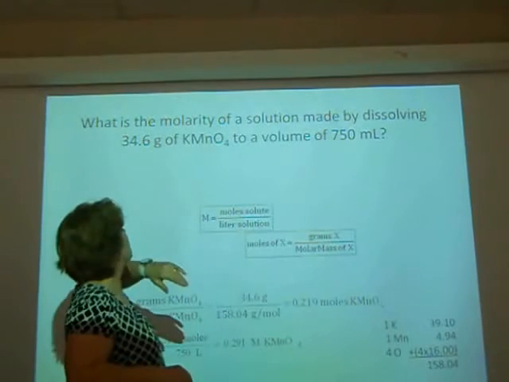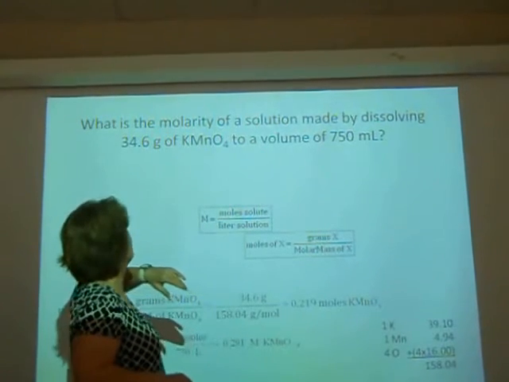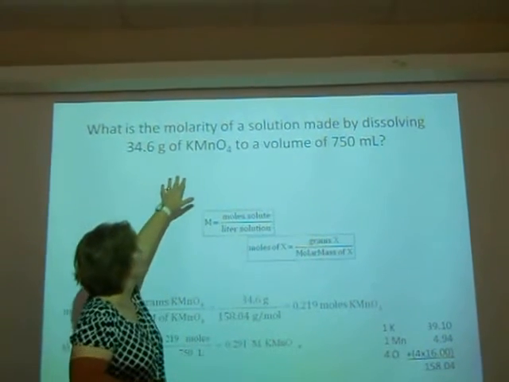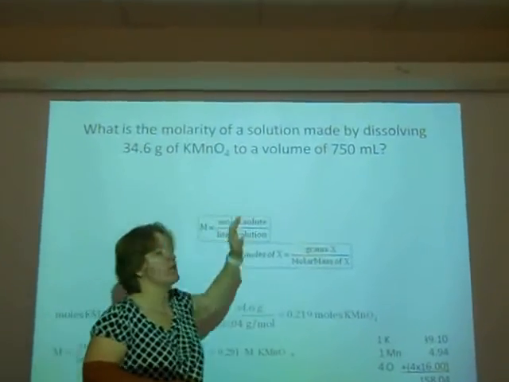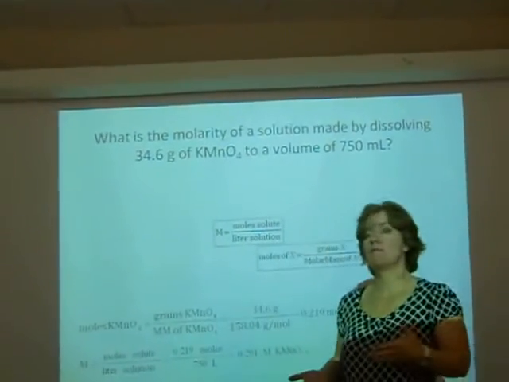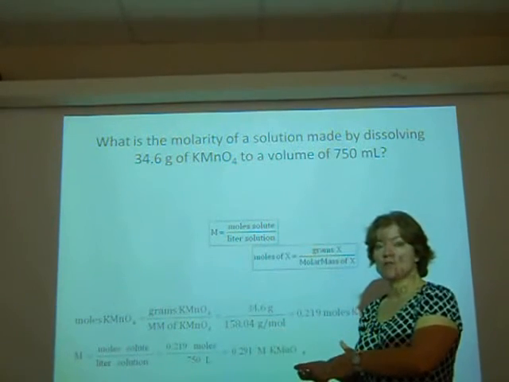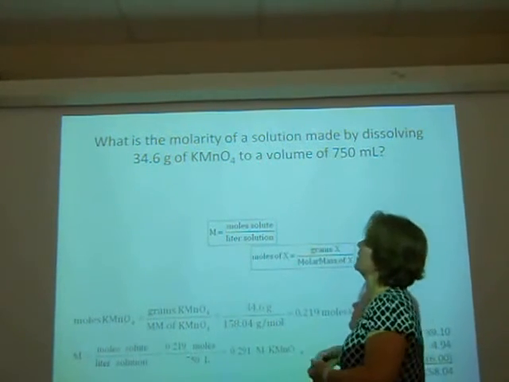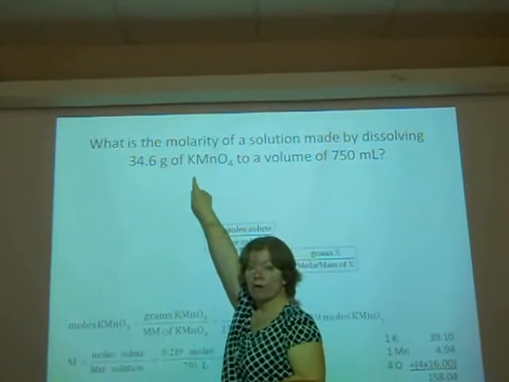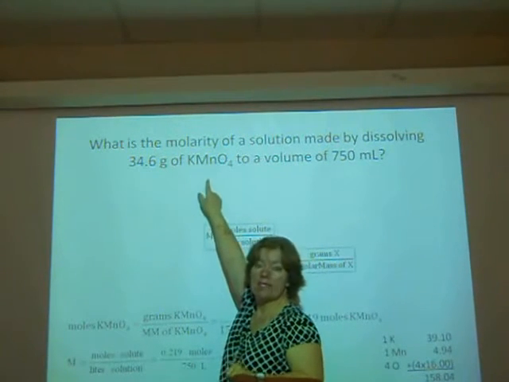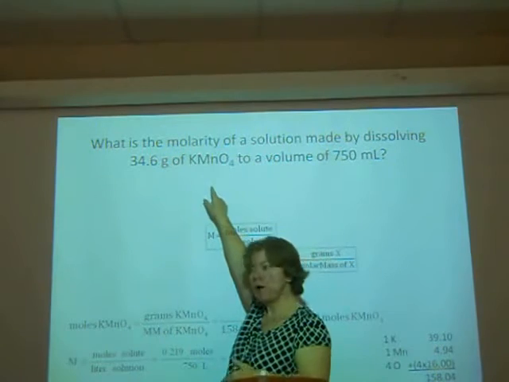What is the molarity of a solution made by dissolving 3.6 grams of KMnO4 to a volume of 750 milliliters? Similar problem. Again, I'm given grams of solute, and I'm given the volume of solution. KMnO4 is going to be my solute. It doesn't say what the solvent is, so we can probably assume it's water.